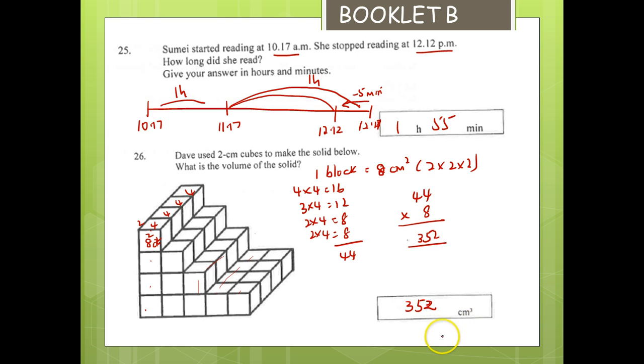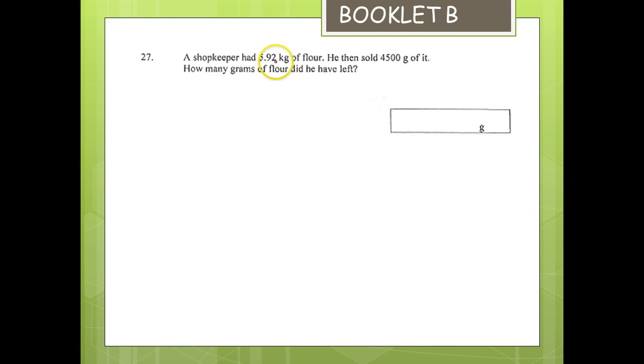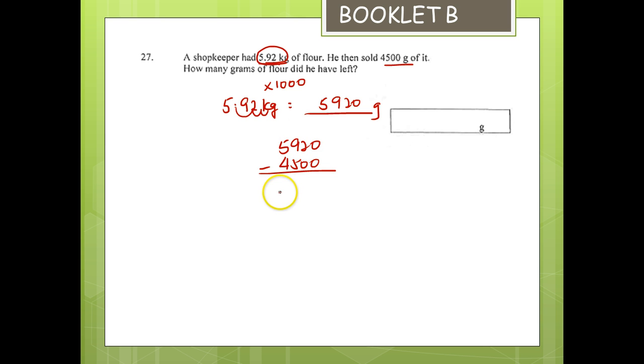Question 27. A shopkeeper had 5.92 kilogram of flour. He sold 4,500. So first I need to change this to gram. 5.92 kilogram to change to gram, I must multiply by 1,000. Shift my decimal place, I get 5,920 minus 4,500, and my answer would be 1,420. So 1,420 gram.